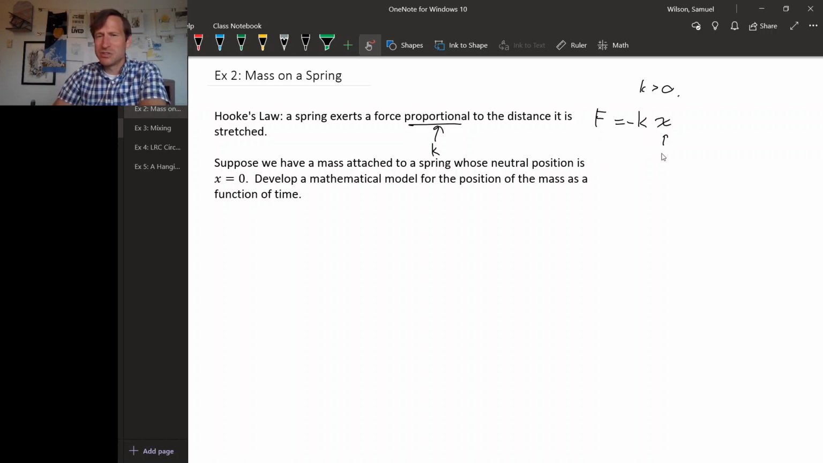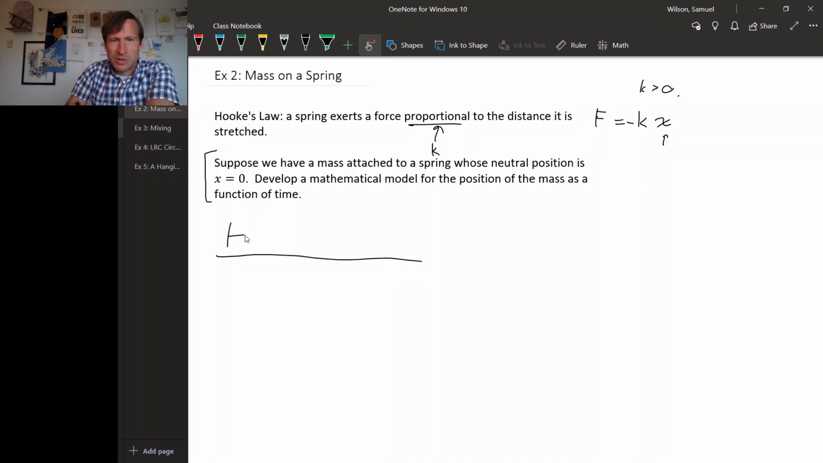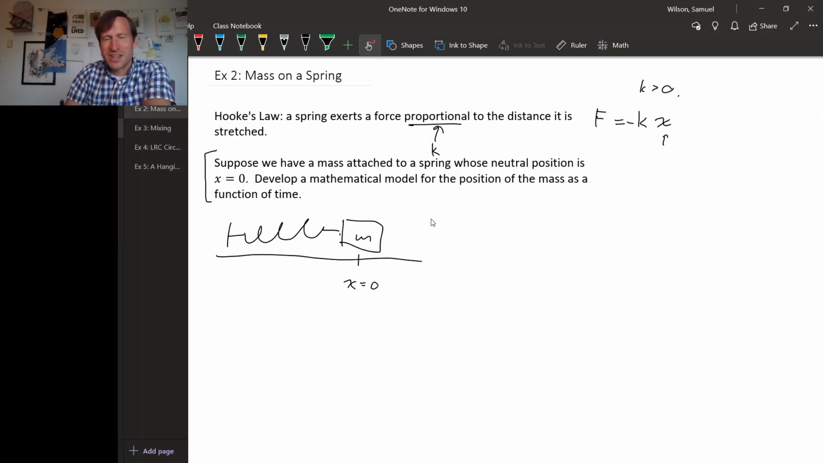Let's see if we can put this into a larger context that does produce a differential equation. So the situation that we're describing here is we have a mass attached to a spring whose neutral position is at x equals 0. So we have a spring like this, and then there's some mass. And it's at x equals 0, that's the neutral position of the spring, so we can imagine giving this a stretch and then letting go and seeing what happens.